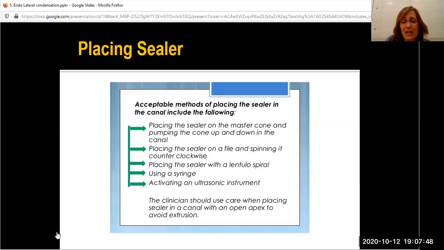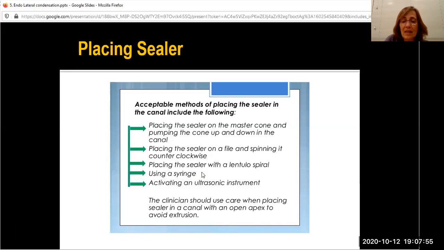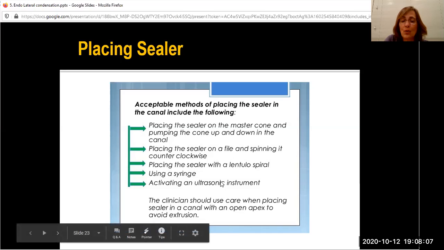You can use a syringe. The syringe, though, is something that you need to be careful of because you never know how much material is going to be expressed in the area. You can also use ultrasonic instrumentation.